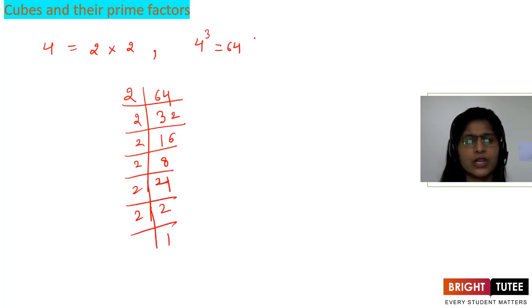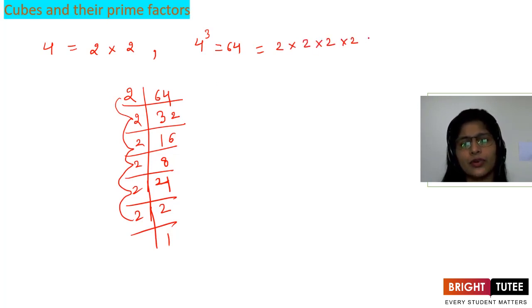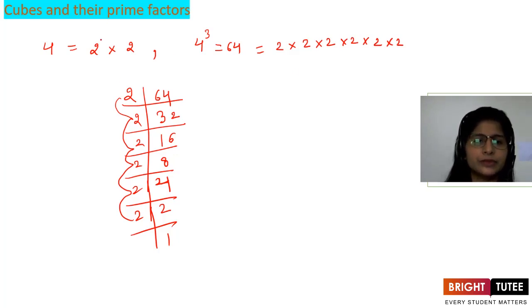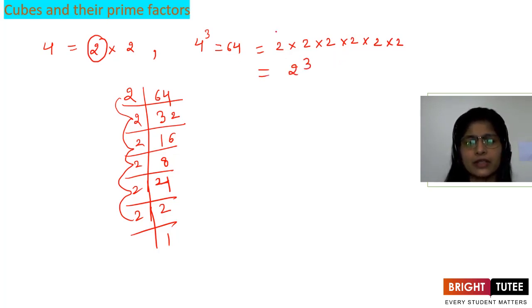So we see in 64 how many times is 2 coming? 1, 2, 3, 4, 5, 6. What do you observe here? Here 2 is coming 2 times. This side it is coming 6 times. So this 2 we can write as 2 to the power 3. This is 2 to the power 3 and this is 2 to the power 3.